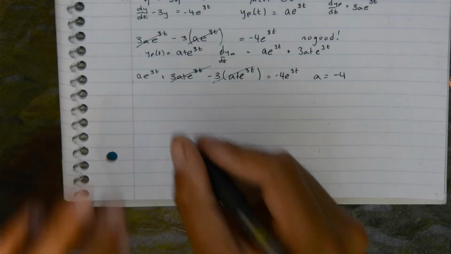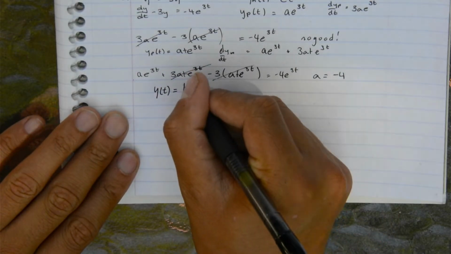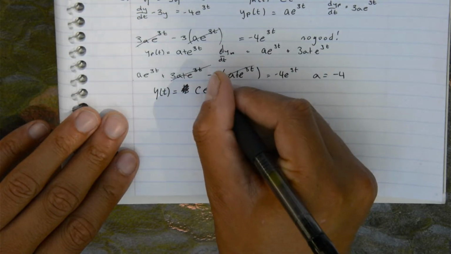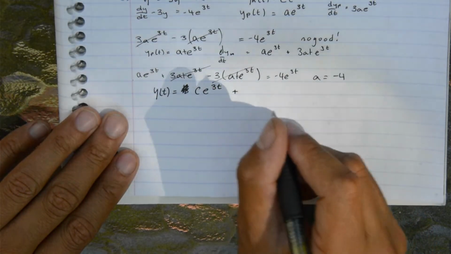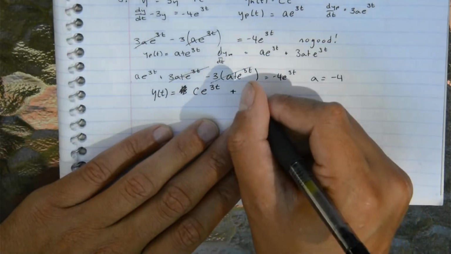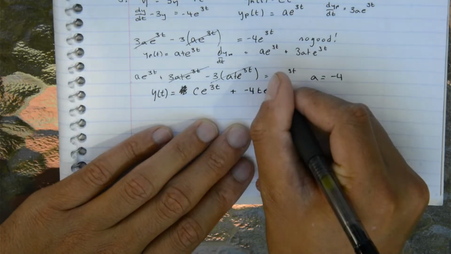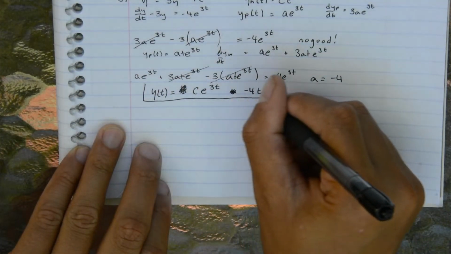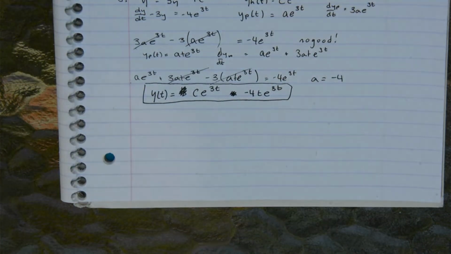Okay, so then our general solution, y of t, is going to be equal to c e to the 3t plus minus 4 t e to the 3t. So let's get rid of that. Okay.